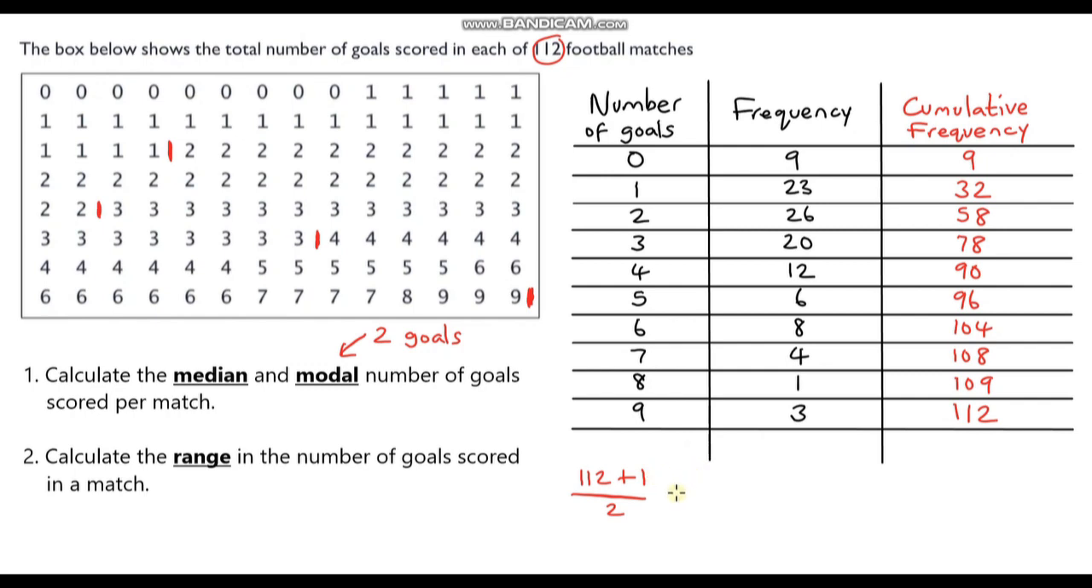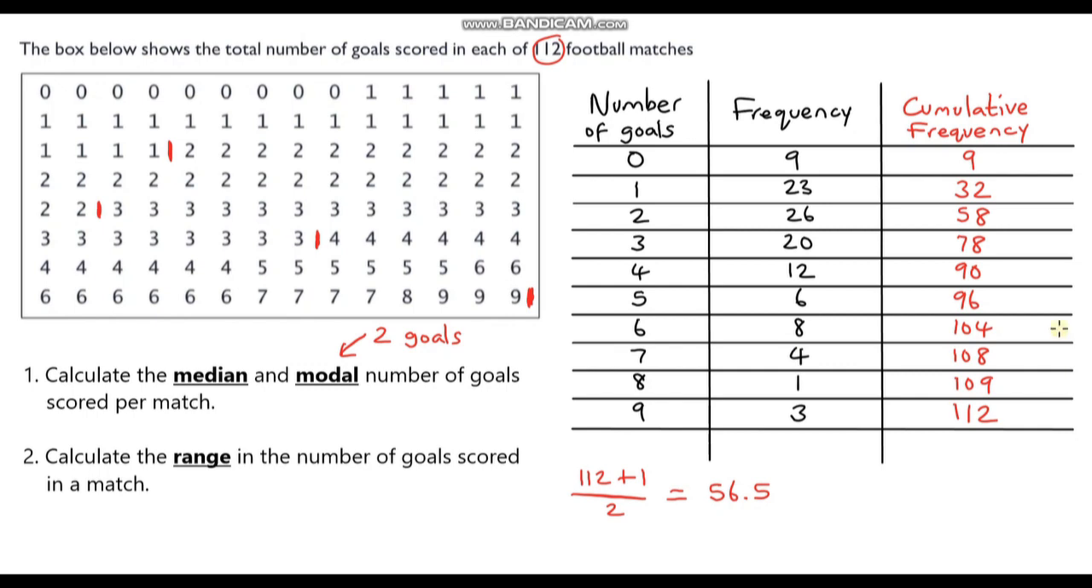So I'm just going to work this out, and I get 56.5. So 56.5. What that means is we're going to look at the match between, so we're going to take the 56th match and the 57th match, and it's got to be right bang in the middle of that.